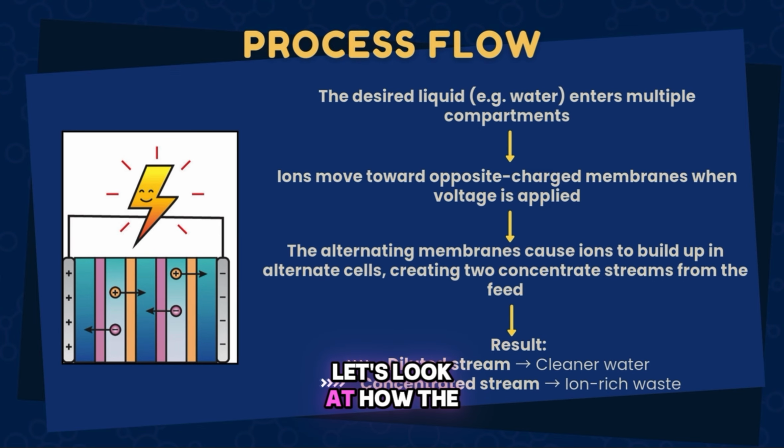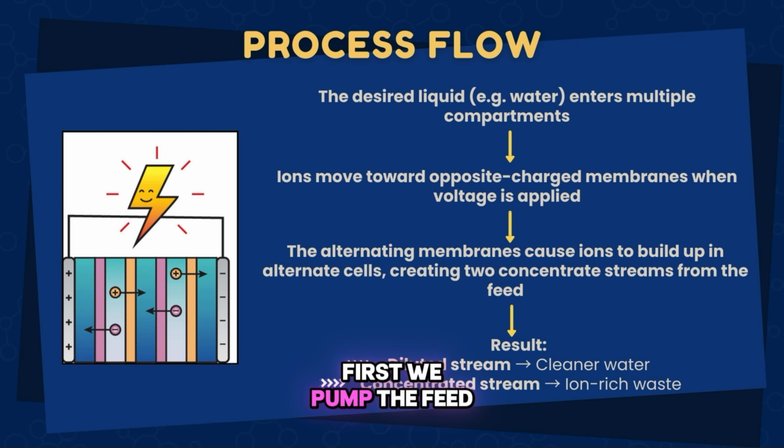Next, let's look at how the process flows inside the stack. First, we pump the feed water into all the compartments at the same time. At this point, the water is the same in every channel. Then, we turn on the power. This creates a direct electric field across the stack. It forces the dissolved ions to start moving. Cations flow towards the negative side, and anions flow towards the positive side.